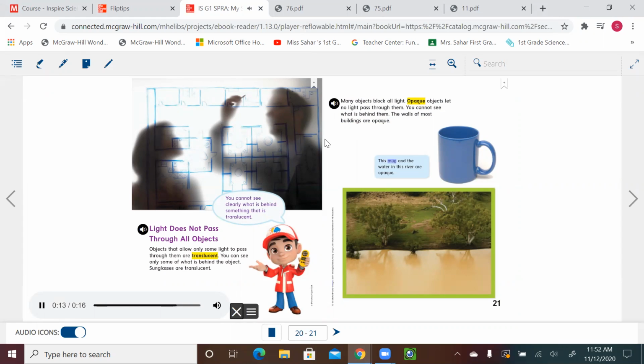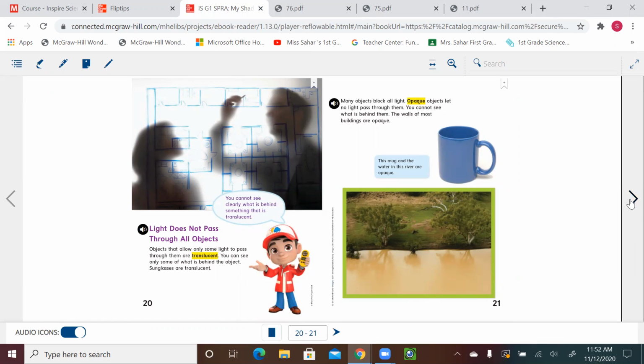This mug and the water in this river are opaque. As you see, we cannot see through, we cannot see what's under the water because it's not clear, it's opaque. And also, of course, the mug. But if you have a clear glass, I can see what kind of drink I have. If it's juice, I can see the color, or if it's water.